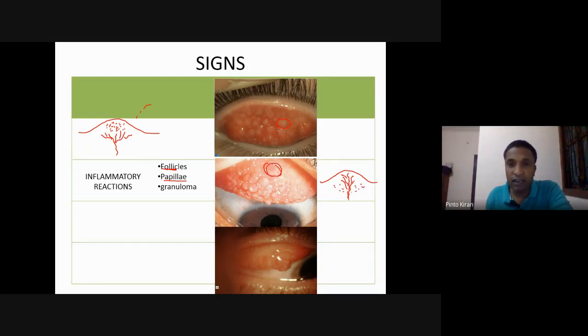Follicles look basically hard. Papillae are very soft in nature. Okay, and surrounding these lesions, you have a hyperemic area. Okay, then you have a granuloma formation.